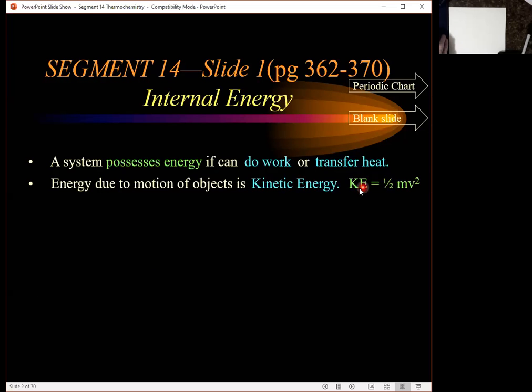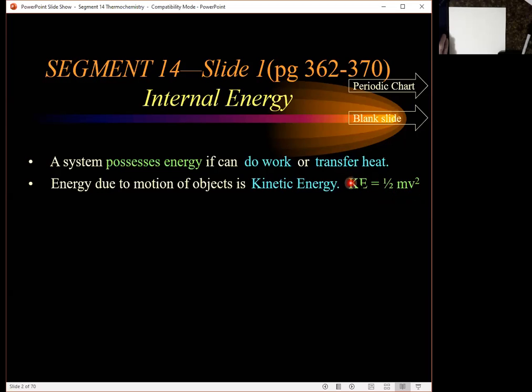Kinetic energy is defined as 1/2 mv squared. Now, just to get our units straight, let's understand. Mass has to be in kilograms. That's the SI unit for mass. It's kilograms, not grams. Velocity is distance over time, and distance has to be meters.